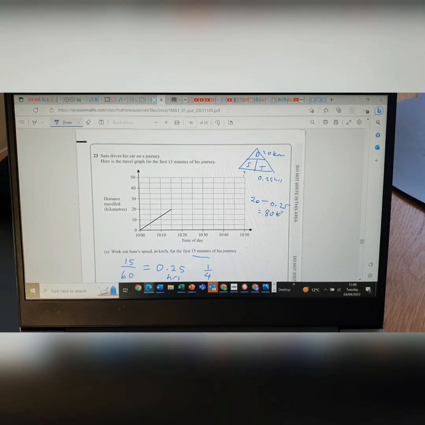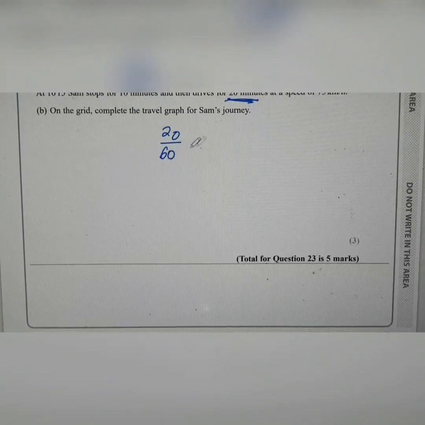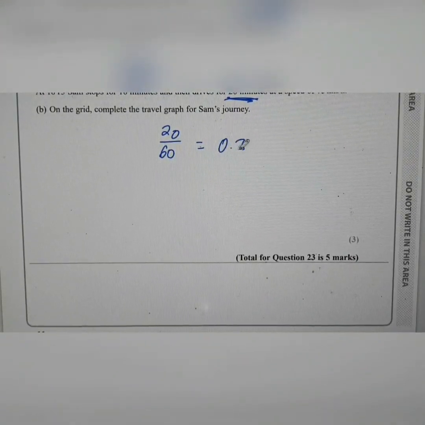Which is 80 kilometers per hour. At 10:15, Sam stops for 10 minutes and then drives for 20 minutes at a speed of 75 kilometers per hour. On the grid, complete the travel graph for Sam's journey. So 20 minutes, to change this to an hour, you need to divide 20 by 60, which is 0.33 hours. And then speed of 75.